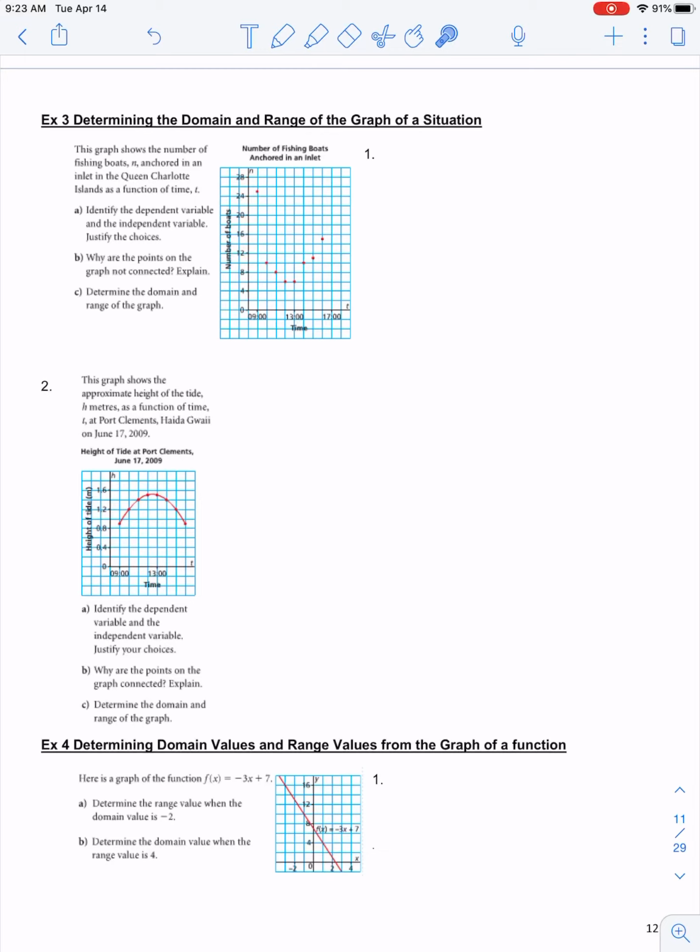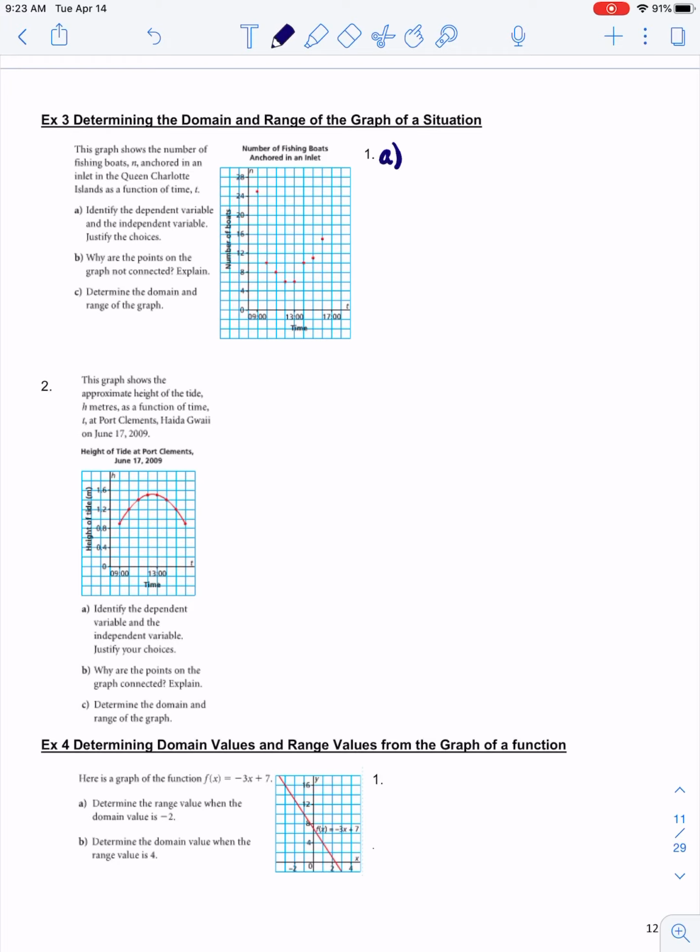Okay, let's finish up example 3 and 4, determining the domain and range of a graph of a situation. So this graph shows a number of fishing boats N anchored in an inlet in the Queen Charlotte Islands as a function of time t. If you look at the x-axis, it's representing t for time, and N on the y-axis for the number of boats. So A says identify the dependent and the independent variable, justify your choices.